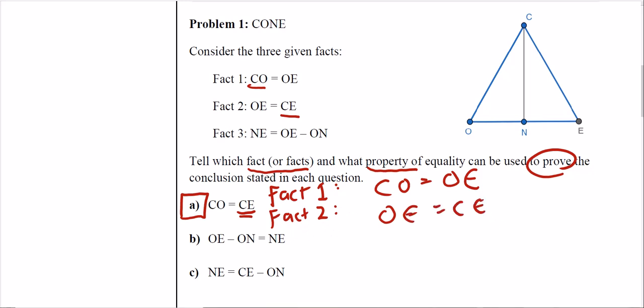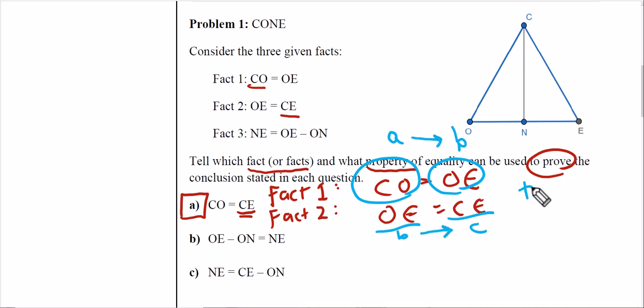Now, I'm going to add some letters here just to help you with the properties, right? We're saying that this A is equal to this B, and we're saying that this B is equal to this C. So if A is B, but B is C, according to the transitive property, we say that A would be C. Or in other words, we say that CO equals CE.